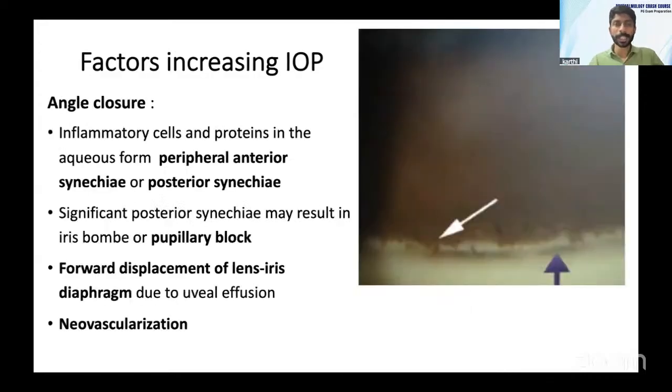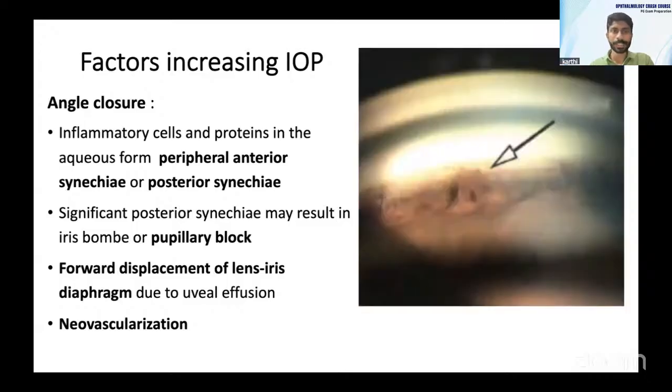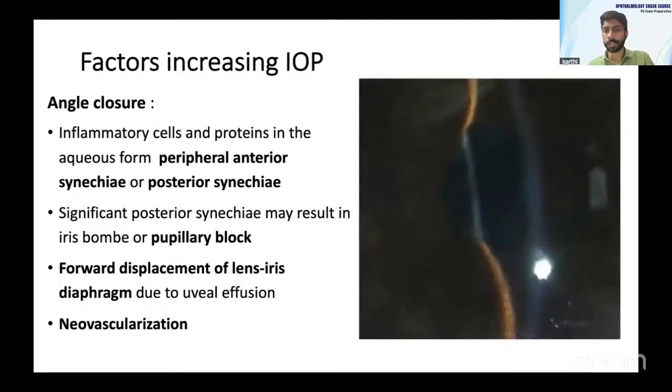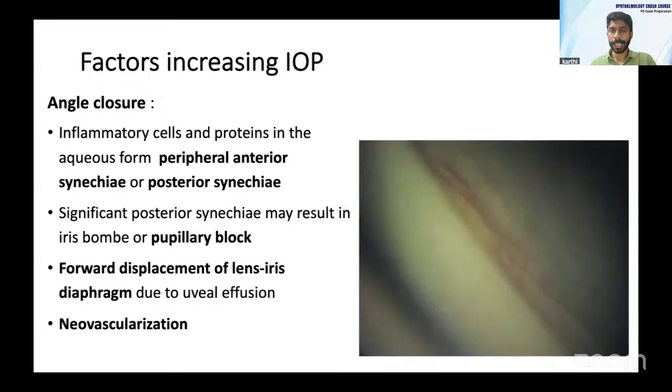So moving on to the angle closure mechanism, which causes raised intraocular pressure. The inflammatory cells and proteins in aqueous can form peripheral anterior synechiae, as shown in the image, or posterior synechiae, and it can lead to iris bombe and pupillary block, as was explained in the previous talk on angle closure glaucoma. Another thing is forward displacement of the lens-iris diaphragm, which can happen due to uveal effusion and neovascularization of the angle. All these factors can increase the IOP.